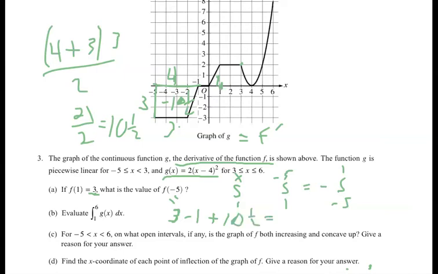So when I take 3 minus 1, that's 2, plus 10 gives me 12.5. So 12.5 should be the answer for f of -5. So number 1 is done.